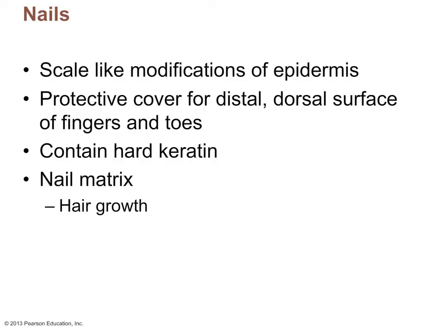Okay, our next accessory structure of skin are the fingernails and toenails, and nails are scale-like modifications of the epidermis, that is, they're derived from epithelial tissue. And in animals, we call these hooves or claws, and they're also very similar. They're basically a protective covering for the distal phalanges and the dorsal surface of the phalanges, that is, the fingers and toes.